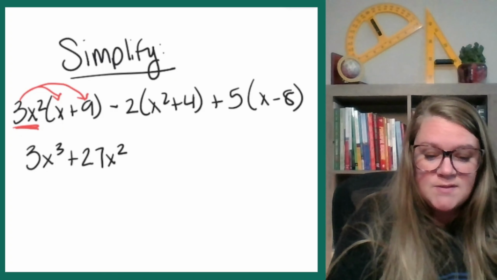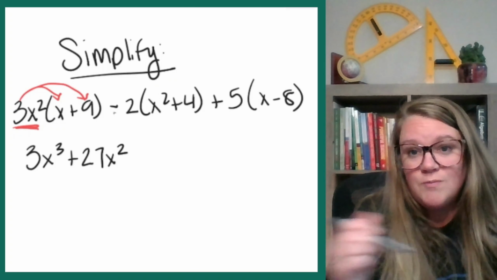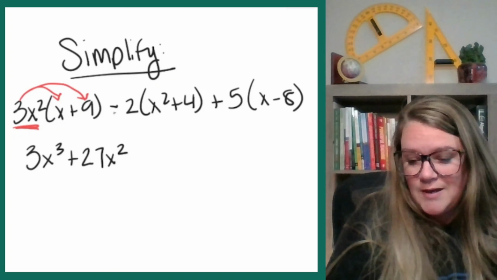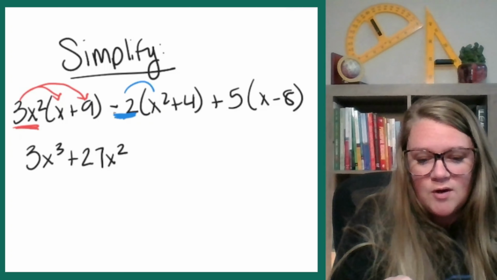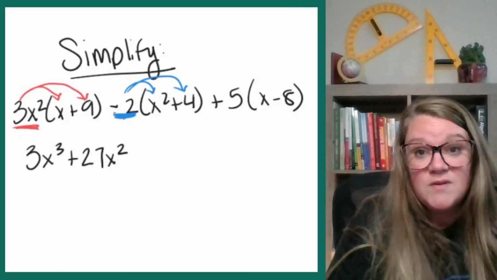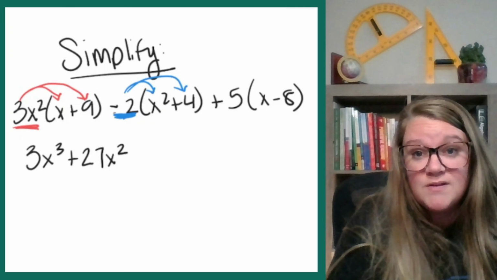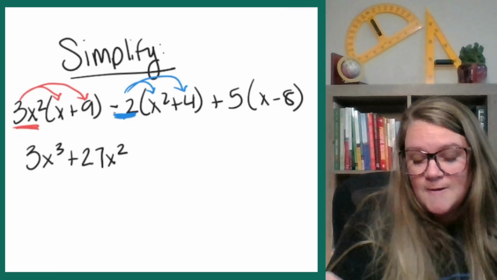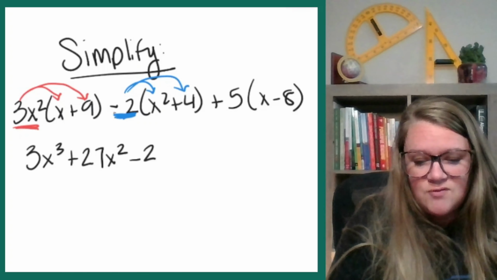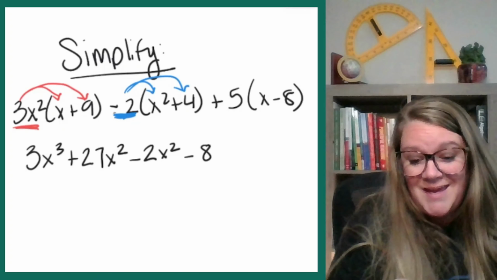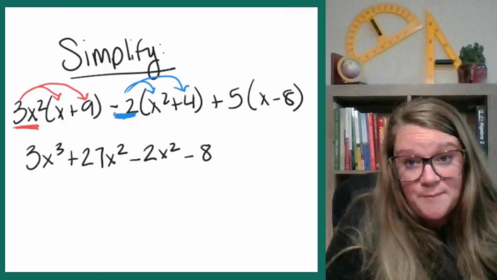Because I hit this minus sign right here, and that means I'm going to be distributing into a different parentheses, okay? So let's look at our second one. We have a negative 2 right here that we are going to be distributing into this parentheses. But again, we're not going to go any further because that's where my parentheses close, okay? So negative 2 times x squared gives me a negative 2x squared. Negative 2 times 4 gives me a negative 8. Done with my second parentheses.